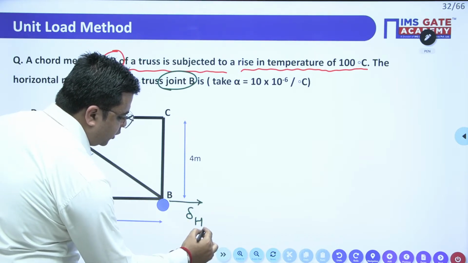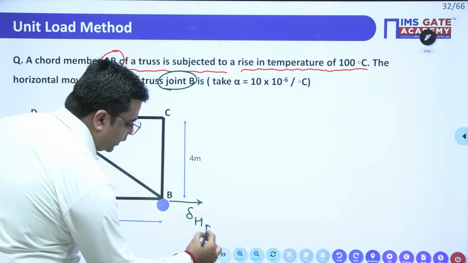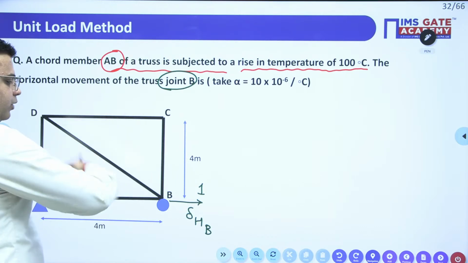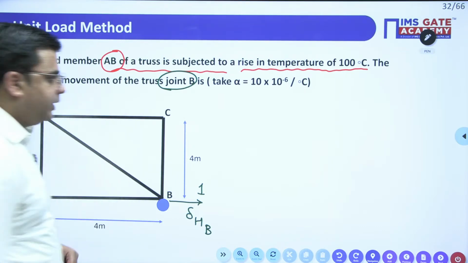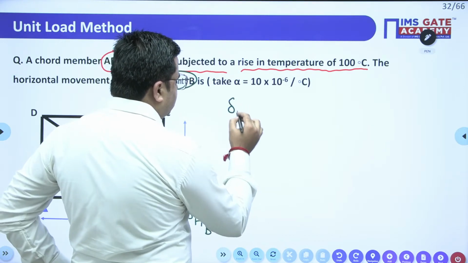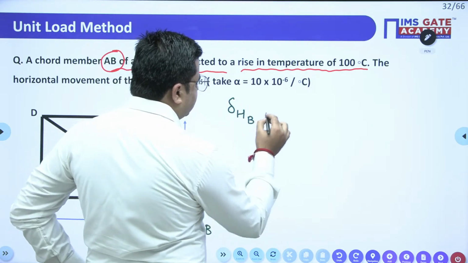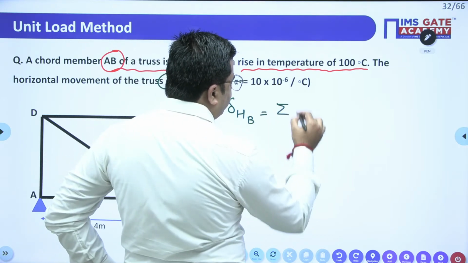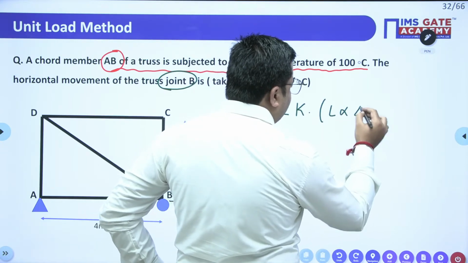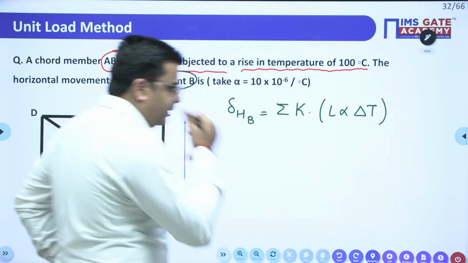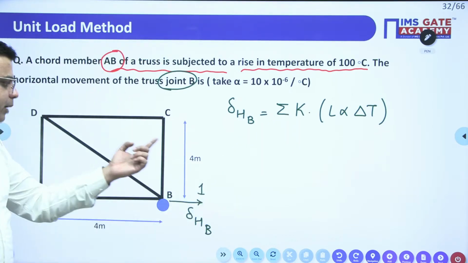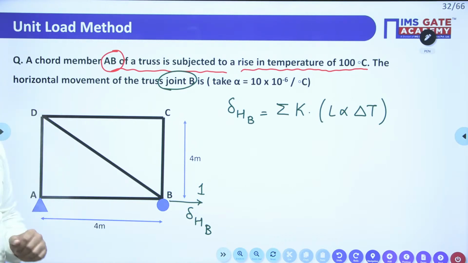So what we are going to do is apply a unit load, and applying the unit load we will calculate all the K values. Then after getting the K values, this horizontal movement of joint B is nothing but the summation of K values multiplied by L into alpha into delta T, right? Now due to this unit load, you will have member forces for all the members, correct?